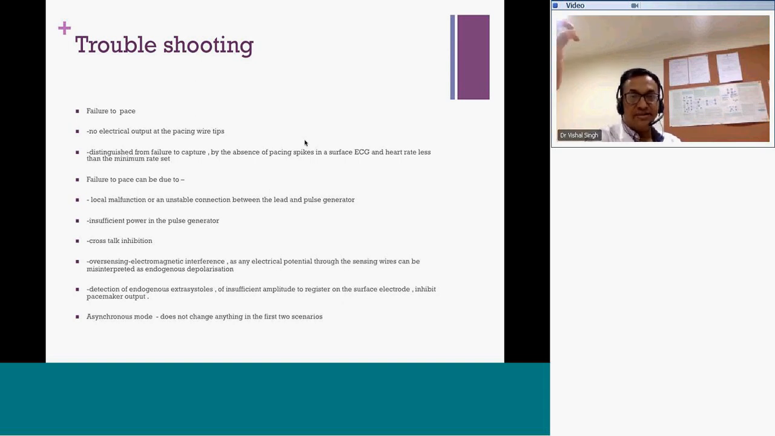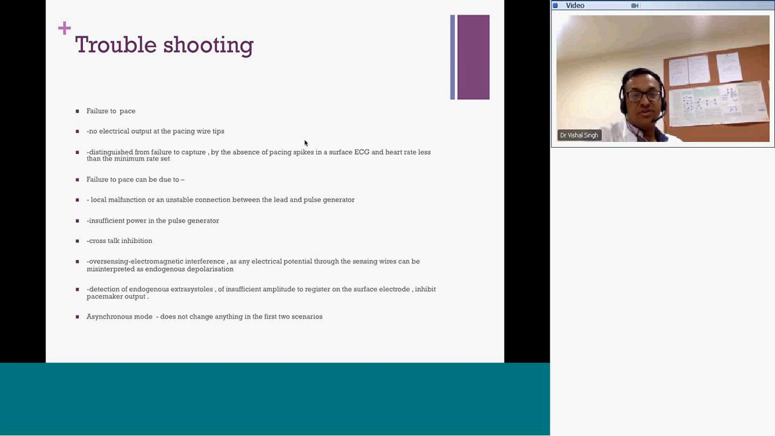It can be a local malfunction or an unstable connection between the lead and the pulse generator, insufficient power to the pulse generator, crosstalk inhibition, oversensing with electromagnetic interference, which leads to an active period for the myocardium and leads to this unbalanced pacing, and detection of endogenous extrasystoles of insufficient amplitude to register on the surface electrode, which inhibits the pacemaker. So there may be an ineffective endogenous extrasystole which registers as a depolarization, inhibiting the pacemaker output, and failure to pace.